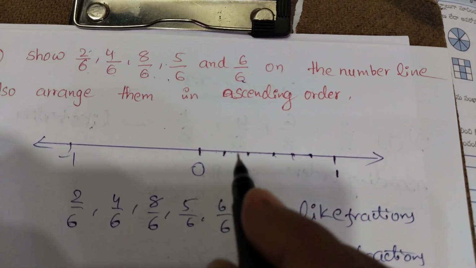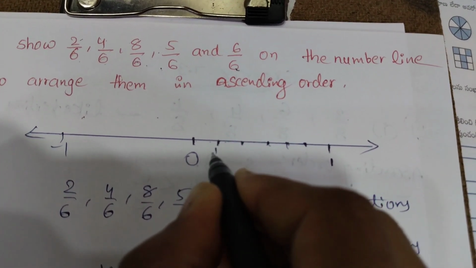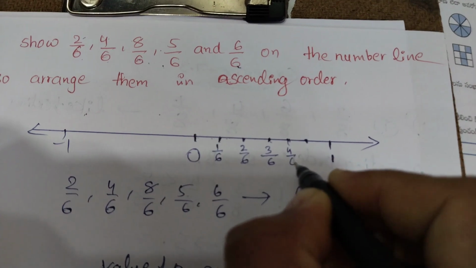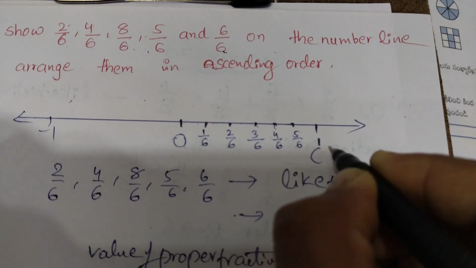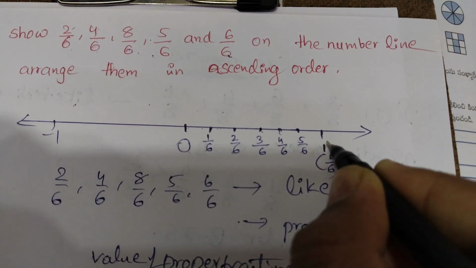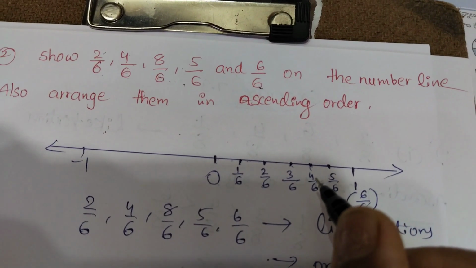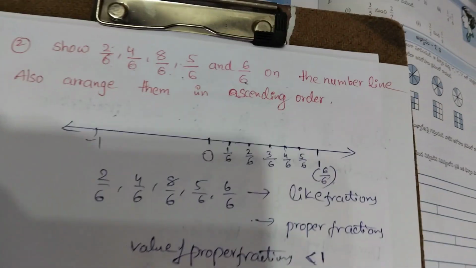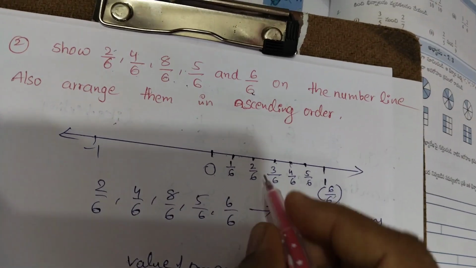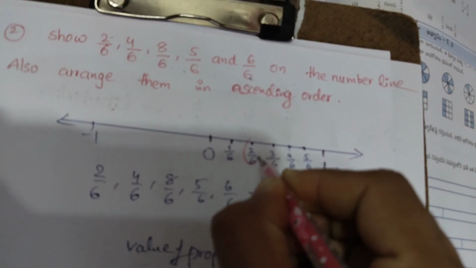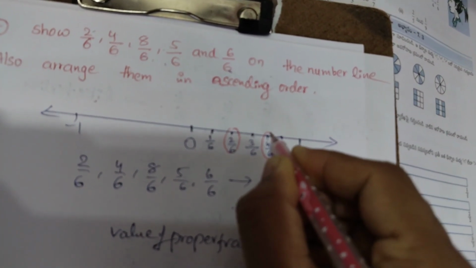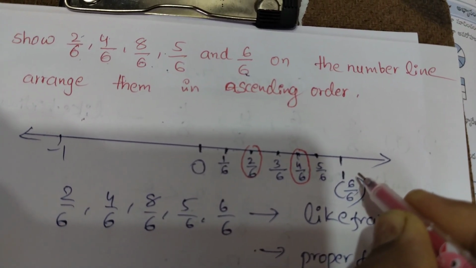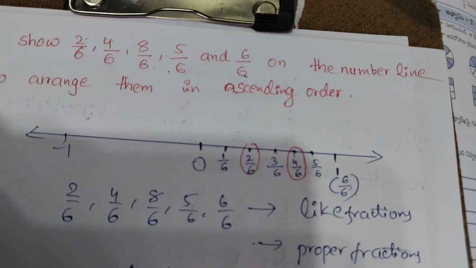So I am going to mark 1 by 6, 2 by 6. This part is 3 by 6, this part is 4 by 6, this part is 5 by 6, and this part is 6 by 6. So the question is to show and arrange them on the number line. 2 by 6 is this one, 4 by 6 this one, and 8 by 6. 8 by 6.